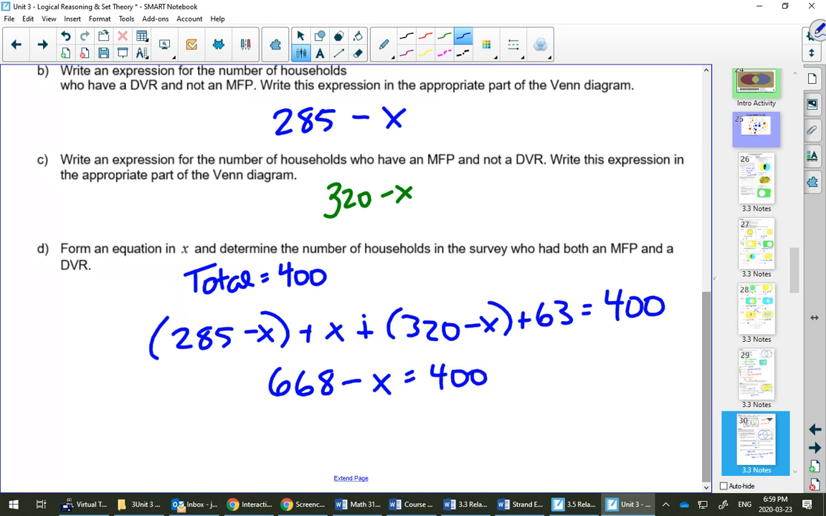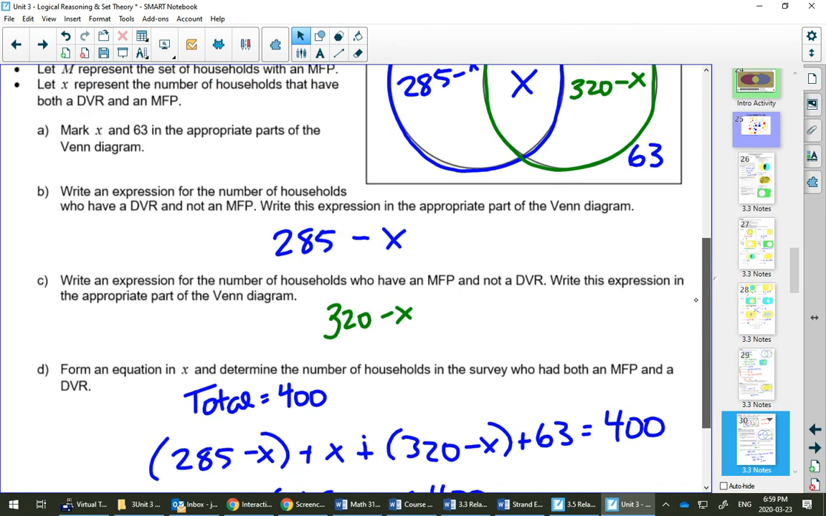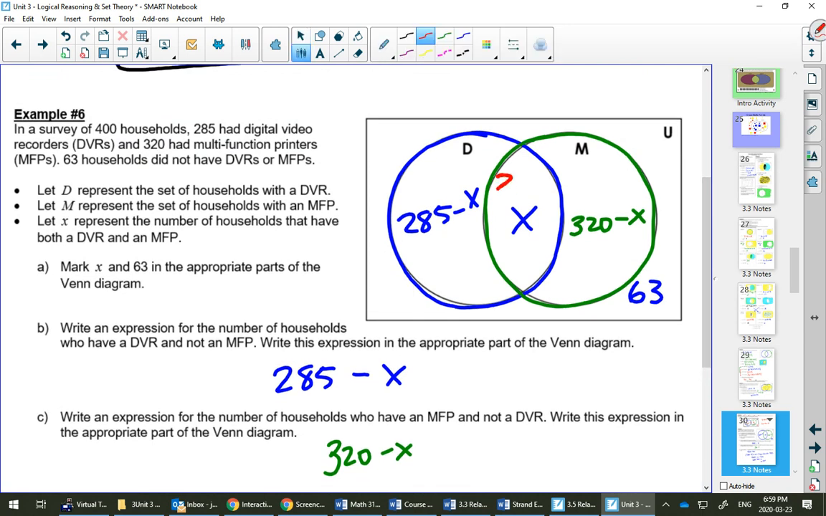Again, I'm writing it here as an expression, but I find it easier just to look at the Venn diagram, add up your numbers, add up your X's, and then set it equal to 400. 668 minus 400 equals X. And so X equals 268. So my overlap here is 268.